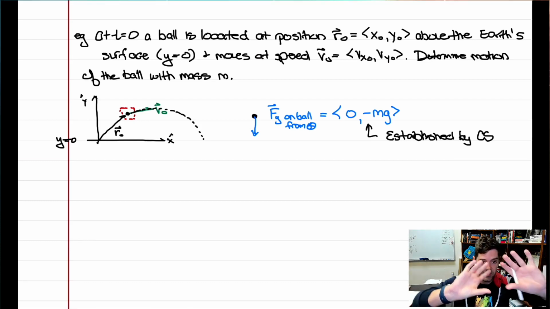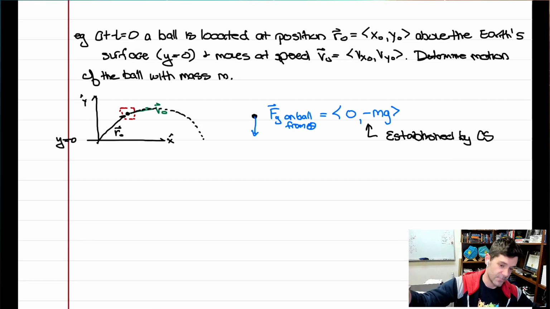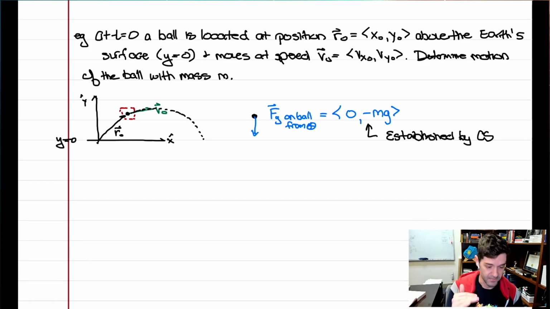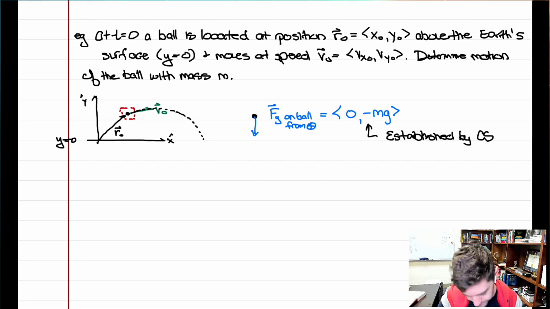I could have made the axes point in a different way. Then maybe it would be plus mg, or maybe there'd be two components. But again, I chose the axes to be what they are, which made one of these components 0. The other one is a negative. I want to always make it clear when you have to have negative signs. Is this a negative because of the coordinate system, or is this a negative because of something else, which we'll see in the next problem.